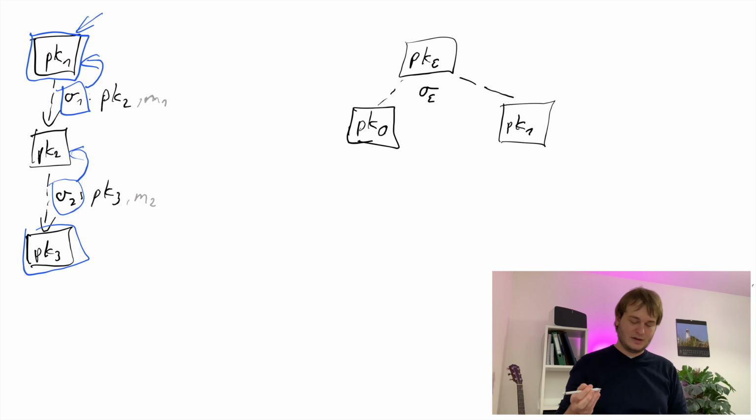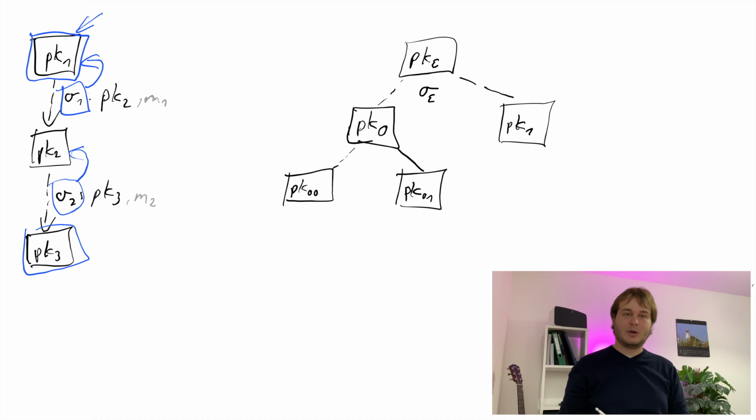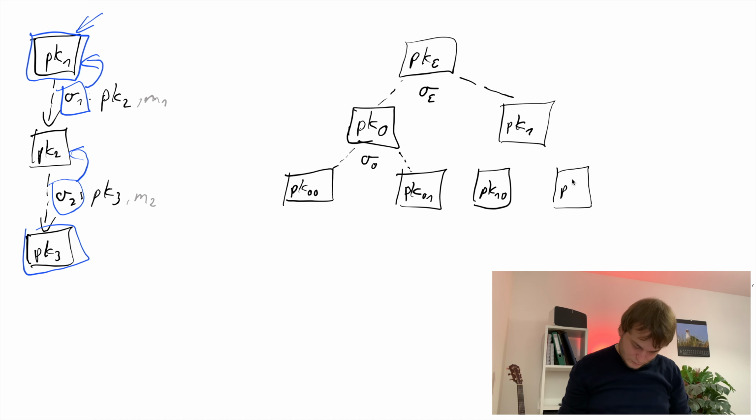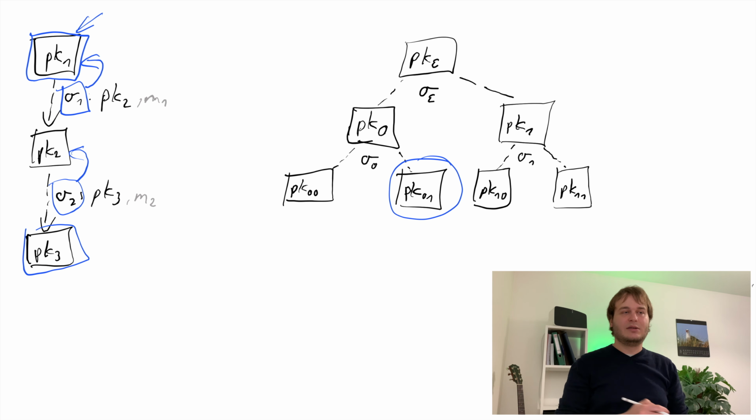And now we can extend this thing. So then PK0 can, for example, again sign two new public keys. And PK1 can do the same. So then if you wanted to prove to me that PK01 is actually one of the public keys that belongs to you, what you can do is you can give me sigma0, which is the signature on PK01 under PK0. And then how can I trust PK0? Well, you give me sigma epsilon, which is a signature on PK0 under PK epsilon. And I trust PK epsilon.